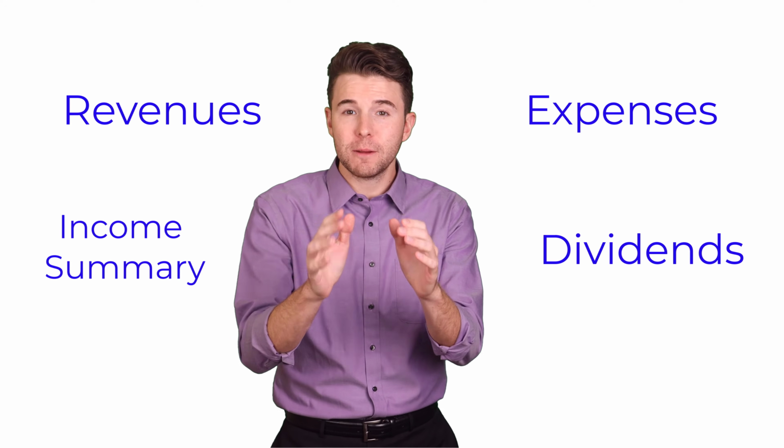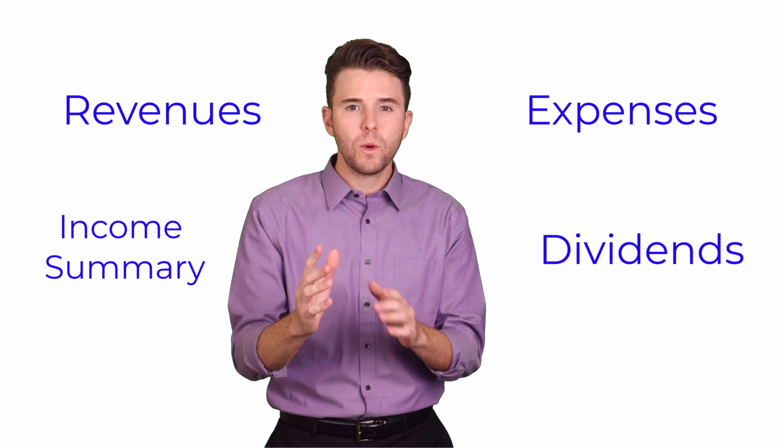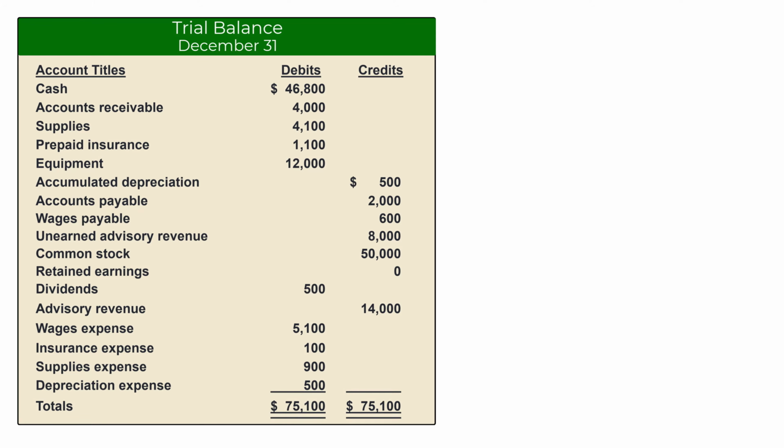If we don't close these temporary accounts and reset them for the next period, we would, for example, have last year's revenue reported on this year's income statement. While that sounds great, we don't want that. So let's do an example using our adjusted trial balance. And we start by closing out our revenue accounts. In our example, we only have one revenue account and it has a credit balance of $14,000.